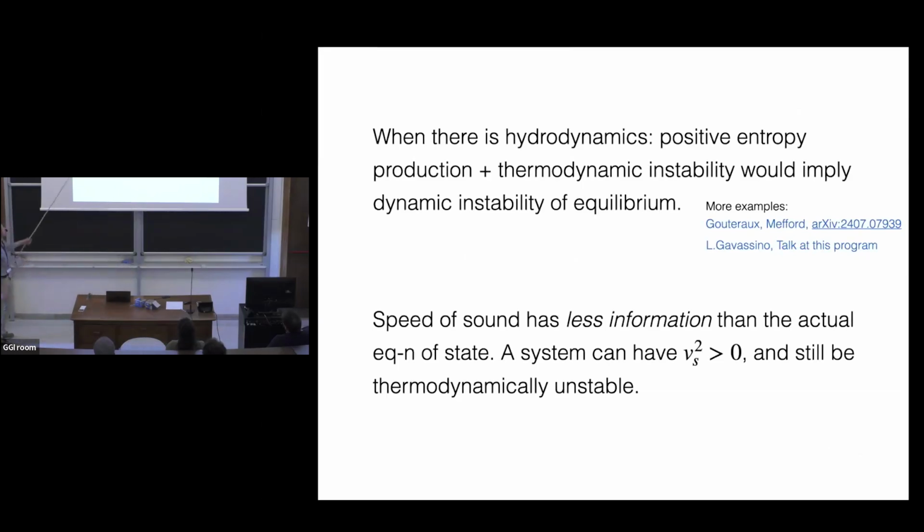The point being is that when there is hydrodynamics, then positive entropy production and thermodynamic instability would imply a dynamic instability of equilibrium. And so this is a trivial comment. The speed of sound has less information than the actual equation of state, and so a system can happily have positive speed of sound squared and still be thermodynamically unstable. So I'll show you examples later.